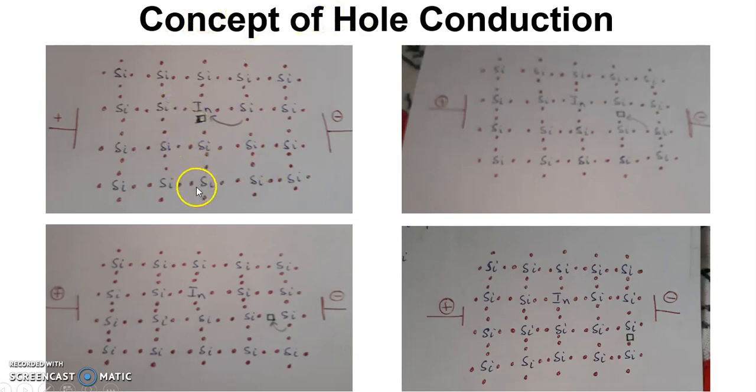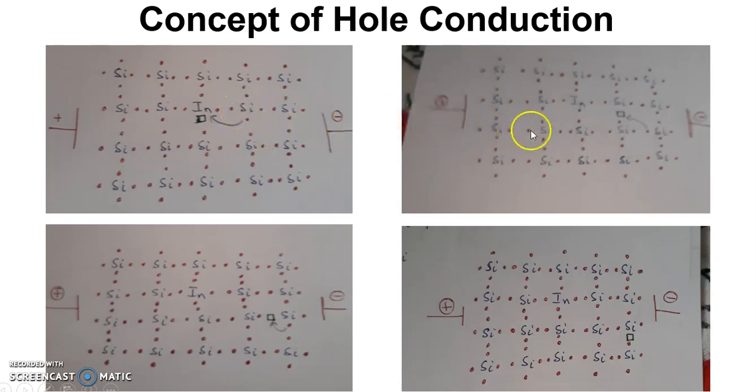The electron from this atom cannot jump here, but the electrons from the neighboring silicon atoms can jump here, because the electron from here cannot jump as there is no hole in its vicinity, but this electron can jump because it has a hole in the neighborhood. So when this electron jumps from here to here, this bond becomes a satisfied octet, whereas the silicon here will have an unsatisfied bond. That means only 7 electrons will be there in the outer shell of this silicon.